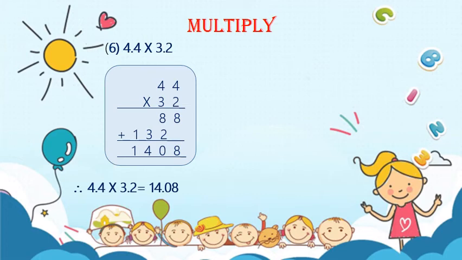So in the product we will have two decimal places, so we will put the decimal point before 0. So our answer will be 14.08. This is our final product.